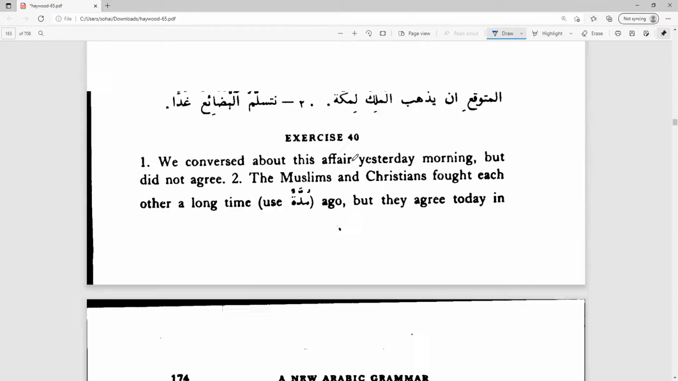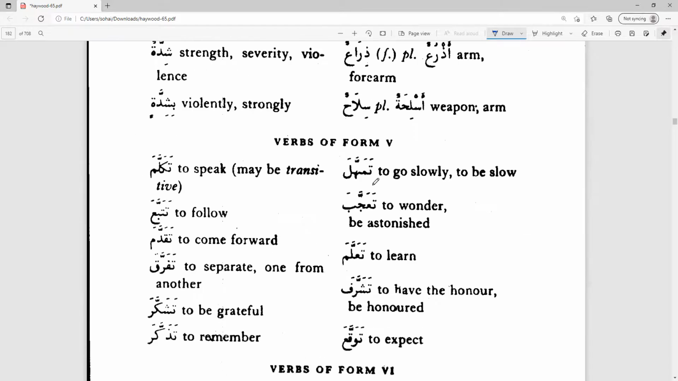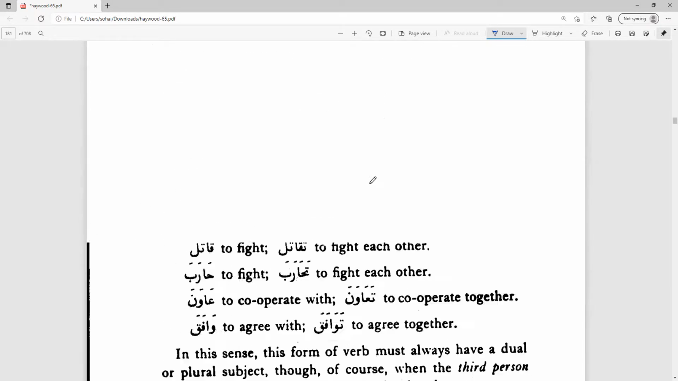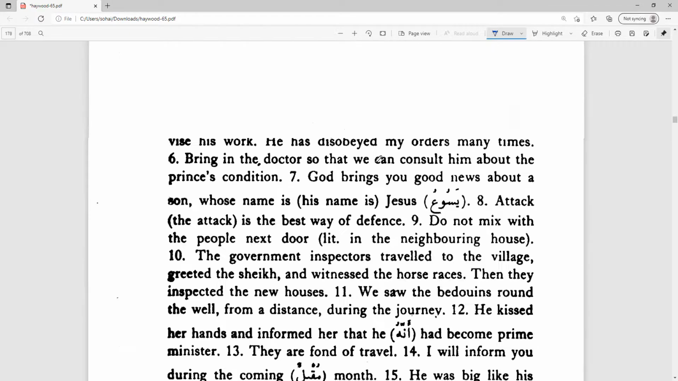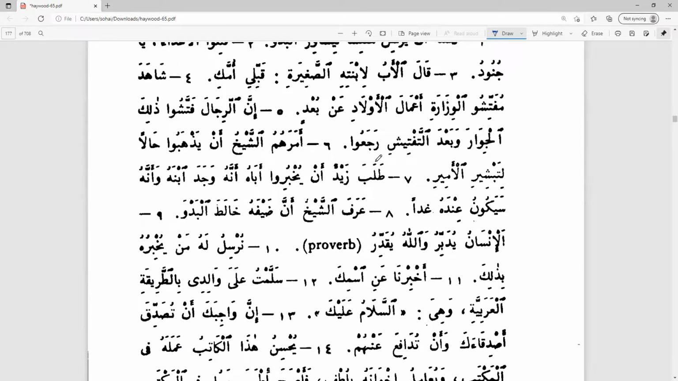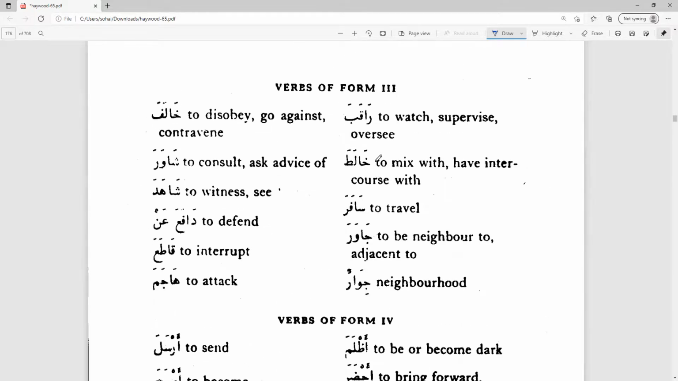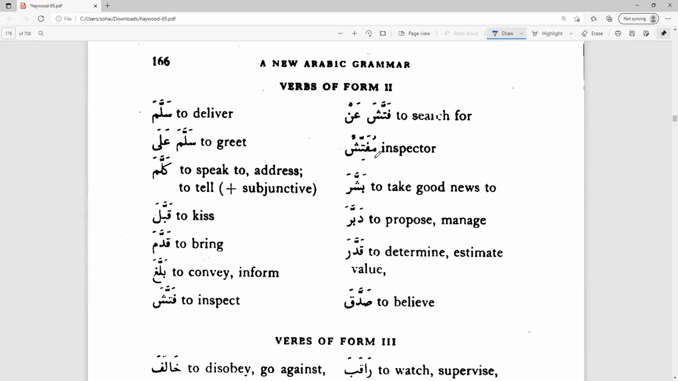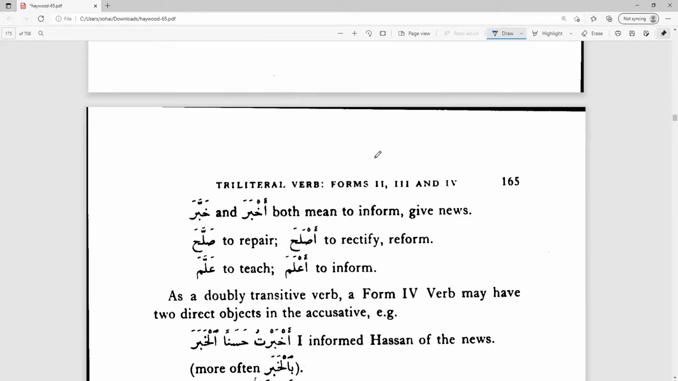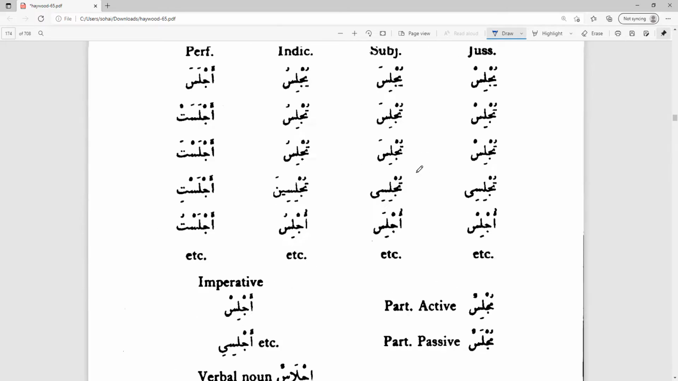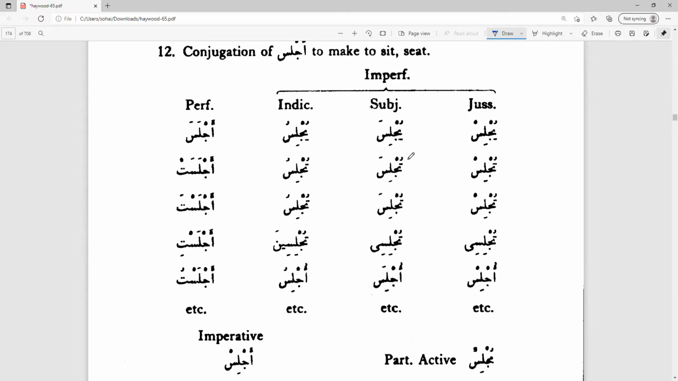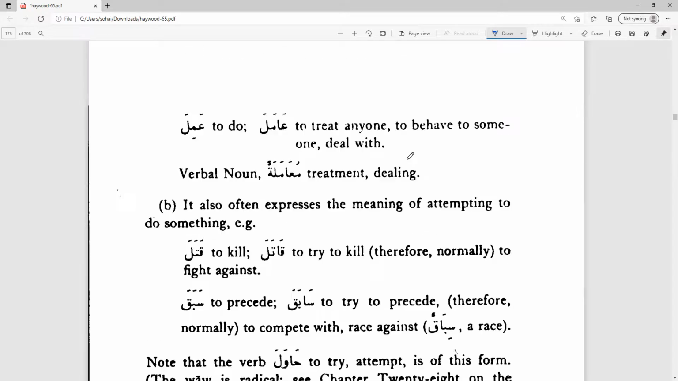It's like ana qataltu. So the third form has an alif between the first two radicals, the first and second radical. So qatala or something. You have to do the conjugation of the third form. Farhana, you want to try? Okay, sir.